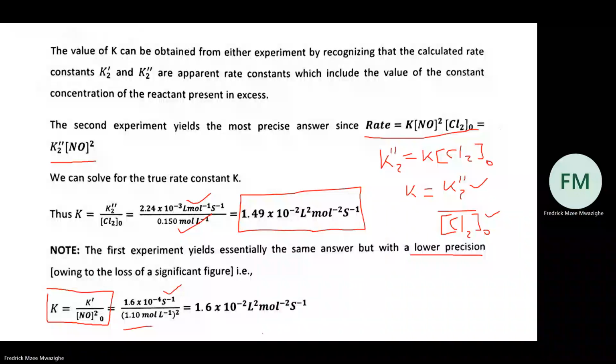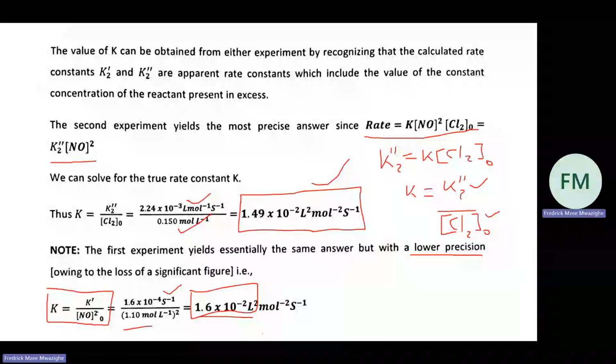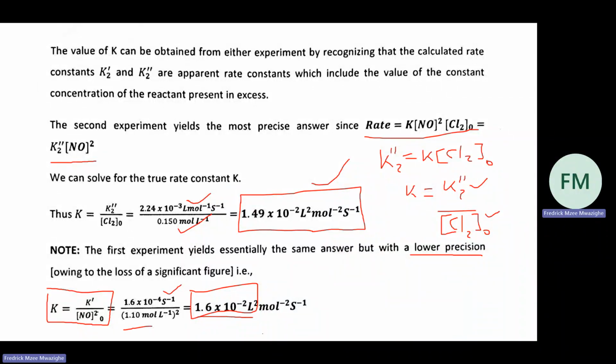If you do that, you get the value of K to be equal to 1.6 times 10 to the power minus 2 liter squared per mole squared per second. If you compare the two values, you notice that there's a difference, but we would go with the first one. They are close, yes, but the first one is more accurate, using the K2 double prime value, which is really precise. So that is how you apply it.